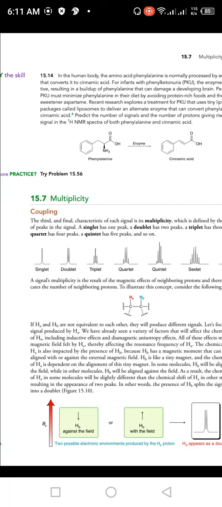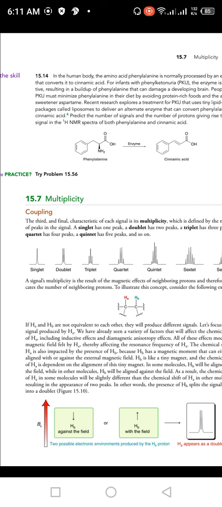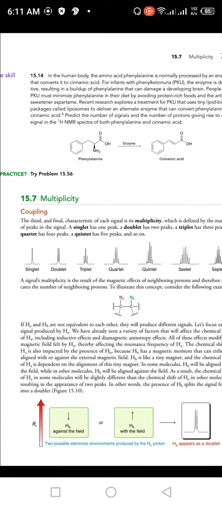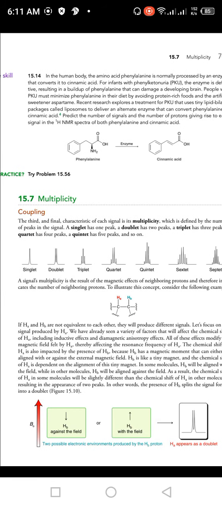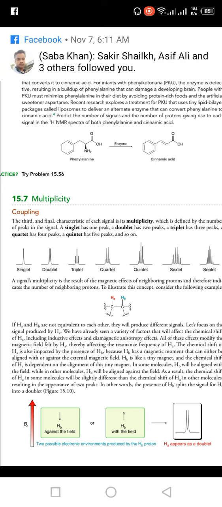Multiplicity means the number of peaks in a signal. How many peaks are in a signal is called multiplicity. Before multiplicity, we have studied the inductive effect and anisotropic effect. These two effects also impact the chemical shift. The same is the case here: coupling and multiplicity also affect the chemical shift of the proton.